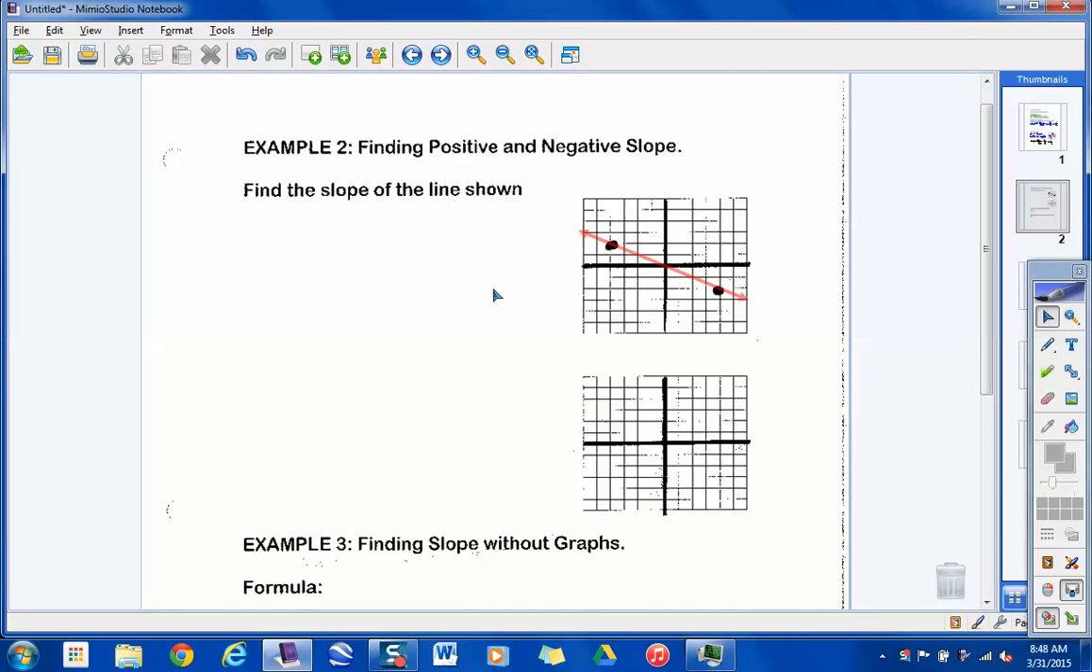We're supposed to go 4 left and up 2. That's the first point. 4 right, down 2, second point. Okay, guys, got that line drawn?